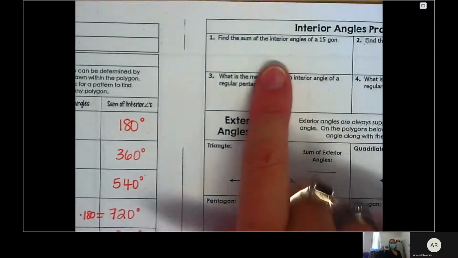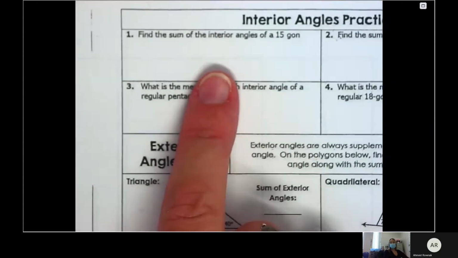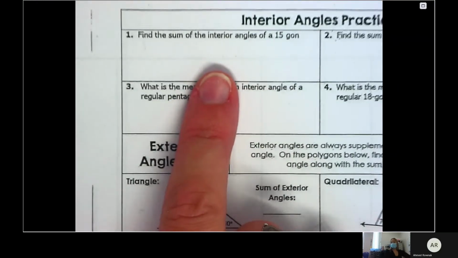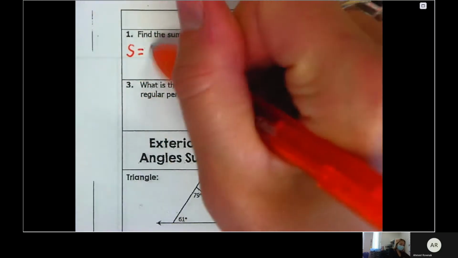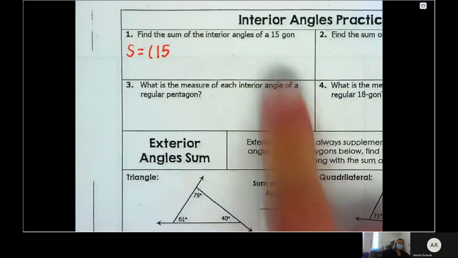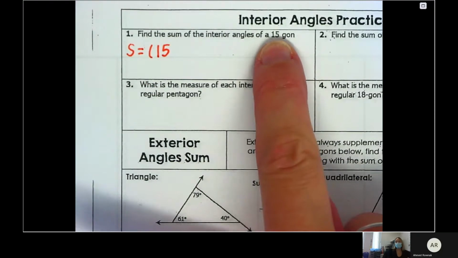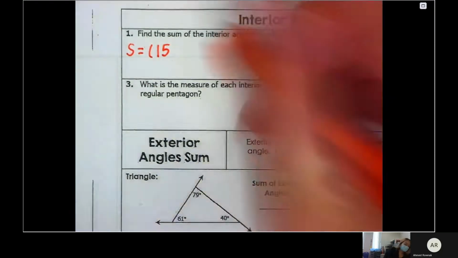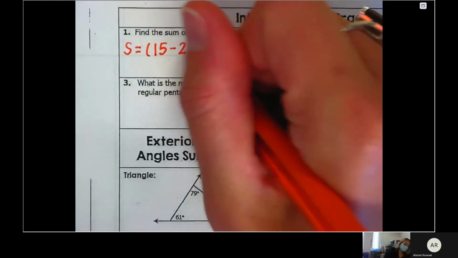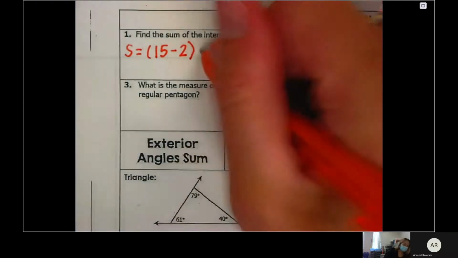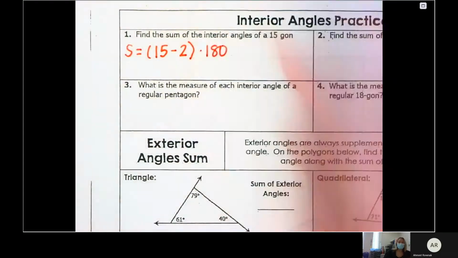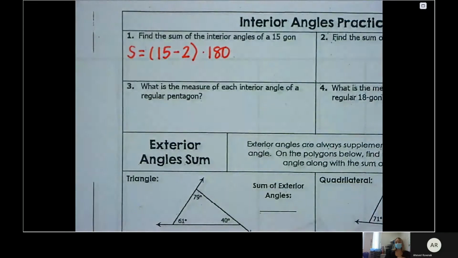So how do I set up this first equation? What am I subtracting 2 from? 15. Yep, there are 15 sides. So my total sum is, I take 15 sides, right? A 15-gon has 15 sides. I subtract 2, and then I do what? Multiply times 180. Good. And that's going to give me the total sum of the interior angles.